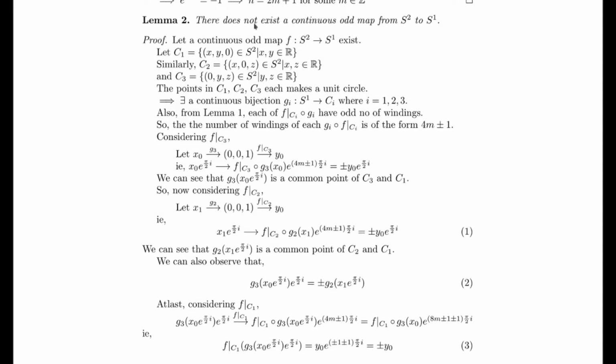The next lemma: there does not exist a continuous odd map from S2 to S1, that is, from a sphere to a circle. We are taking the proof by contradiction approach here, that is, we assume such an f exists. Now we define three unit circles which are subsets of S2. C1 will be in the xy plane, C2 will be in the xz plane, and C3 will be in the yz plane. All of them are centered around 0.